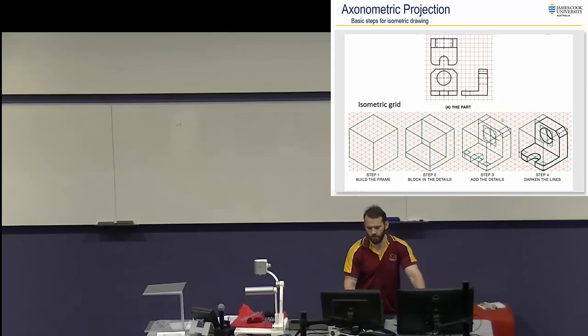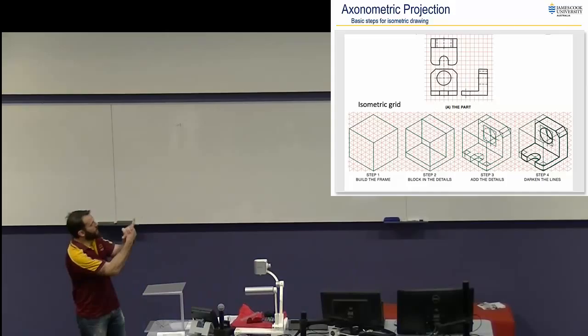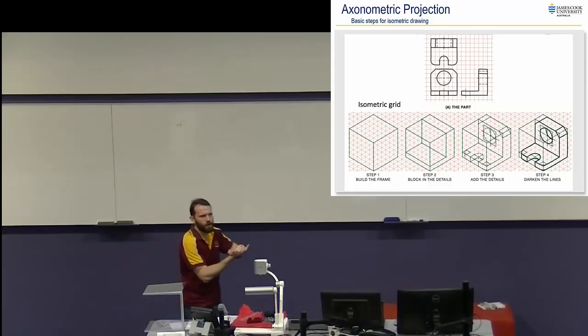Last step, pen in the details or darken the lines. And if you like, you can rub out all your construction lines. It's generally good practice. And you'll have a really good quality isometric drawing. All right? This one, surprisingly, is very, very easy. It's got a few circles on it, so if you've never done isometric before, it might be a gigantic pain. But this one's very simple.